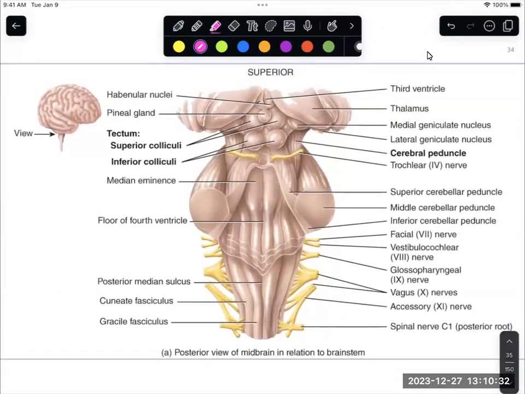So here you can see the superior colliculi with the inferior colliculi, these four circular bumps that come up. We have our cerebral peduncles off to the side here. You can see trochlear nerve. I think that's everything in the midbrain.